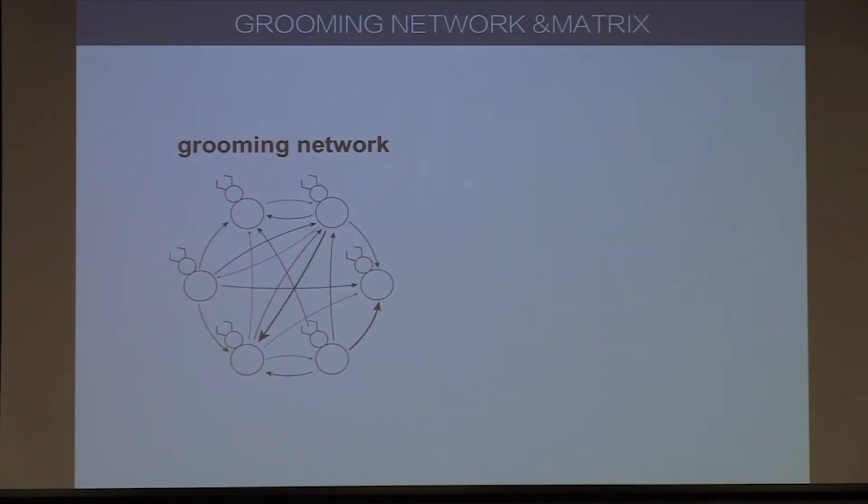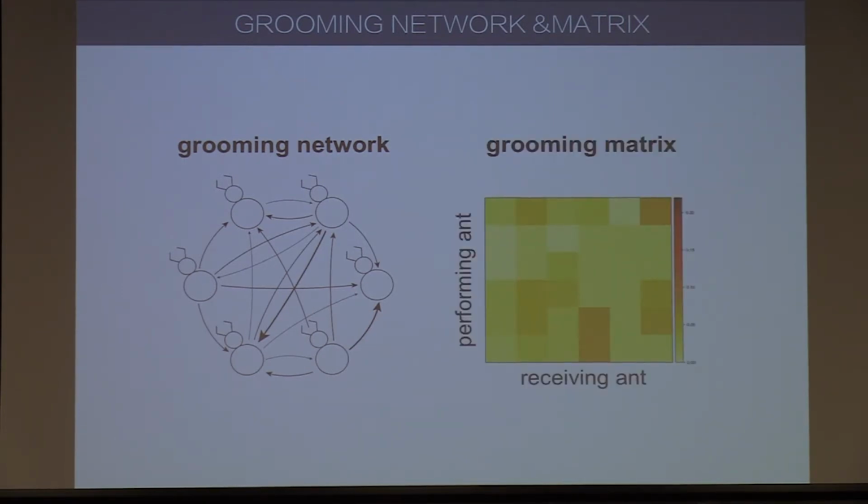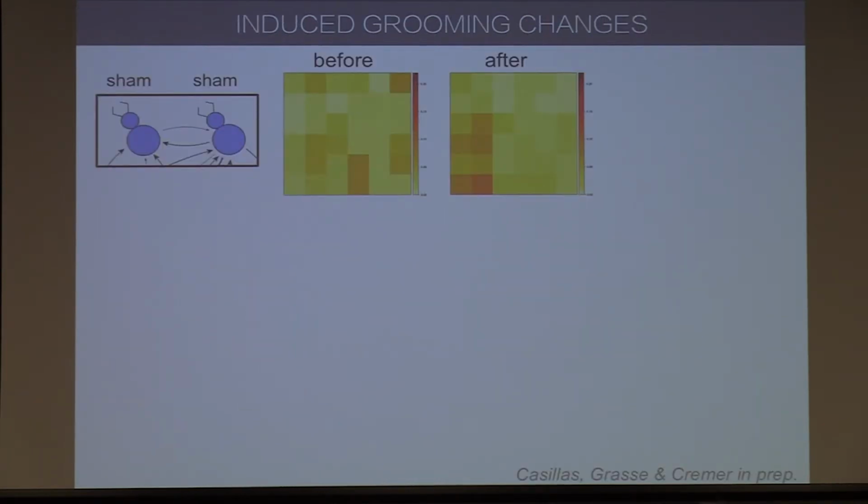So from this grooming network, we can then get a grooming matrix, so to speak, where we look at the receiving ant and the performing ant, and this is like heat map information. So our data indicate that before treatment, there's a relatively equal balance of allogrooming among the individuals, and after treatment, and this is only sham treatment of the individuals, you can already see that the 2 directly exposed ants have very low allogrooming, so they keep it as before, more or less, whereas they are groomed more by the others. So you can already see baseline changes just because you somehow treat these individuals, and they are reacting to this.